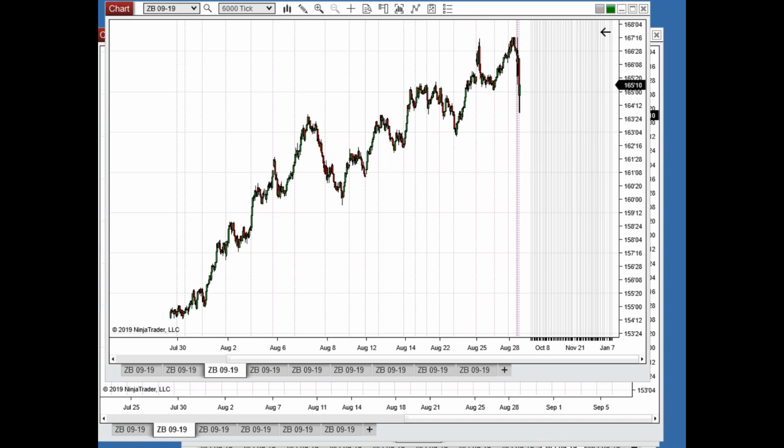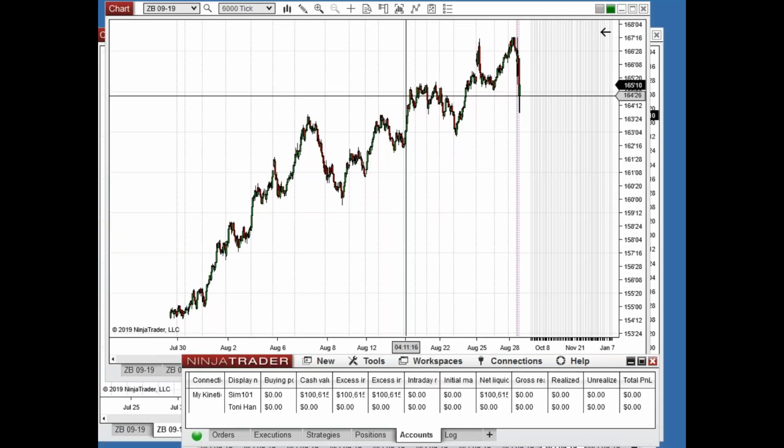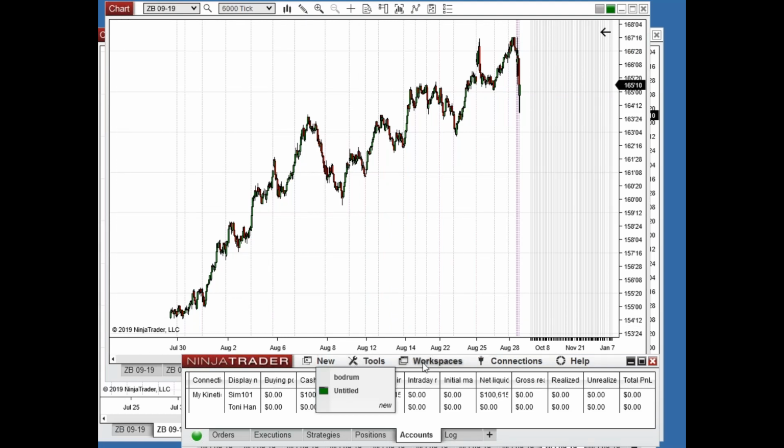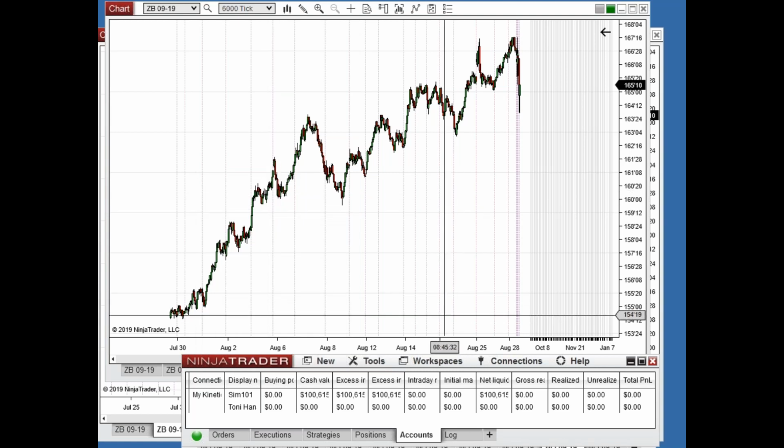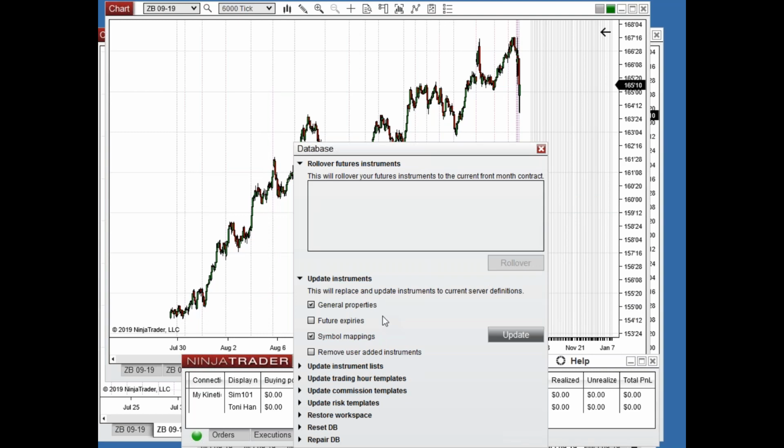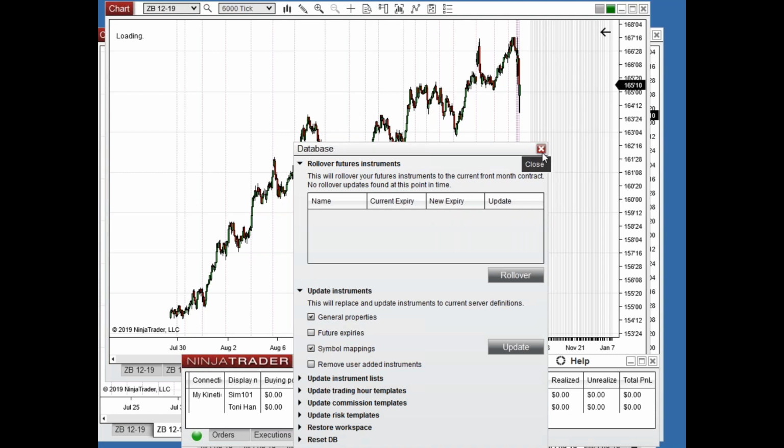Let me check on updating our expirations on this computer. Oh, we got everything. Oh, yeah, I thought that was rolled over. There we go. Because I want to show you December here, because September is expiring here.